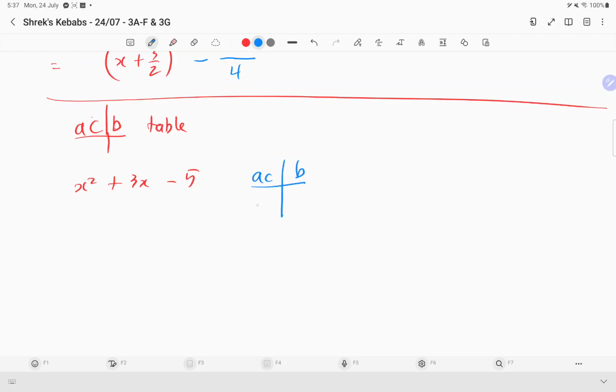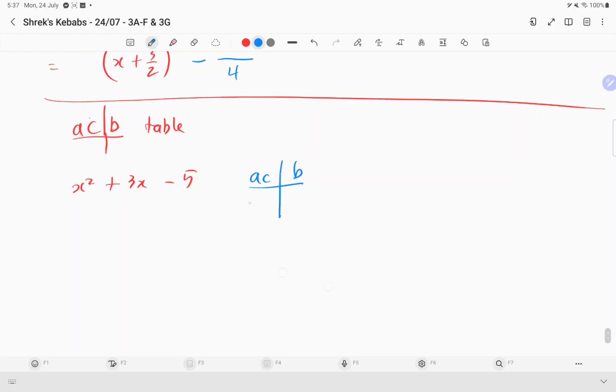What is the value for AC here? Negative 5, and B is 3. So what are the factors of negative 5? Sorry, it should be negative 10, my bad. Yeah, negative 10. What happens in the instance that you can't do the ACB table? We'll get to that in a second. 5 and negative 2. Yes, that's right.